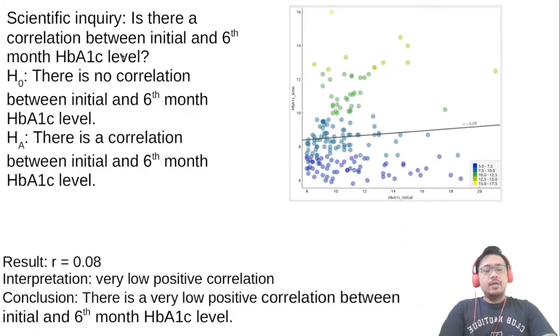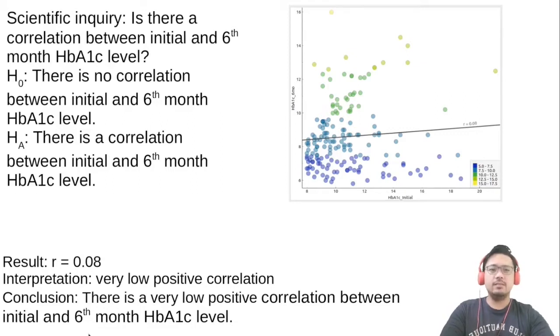Okay, so we finished the speed up process. Now we will check all the things that we have accomplished. Let us look back on the very first comparison. We compared the initial and 6-month HbA1c level. The initial level is in the x-axis. The 6-month is in the y-axis.